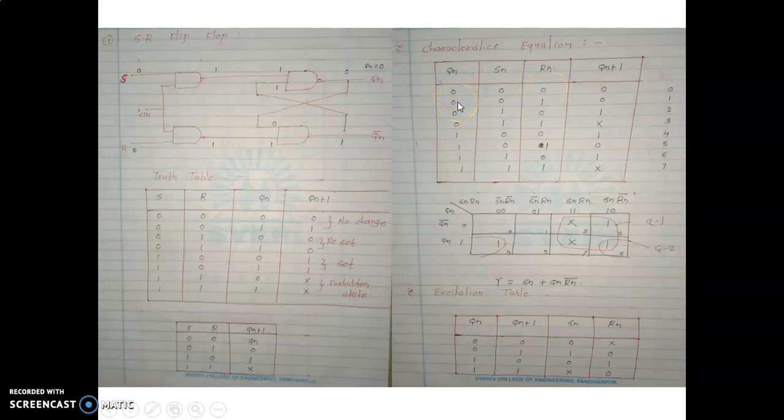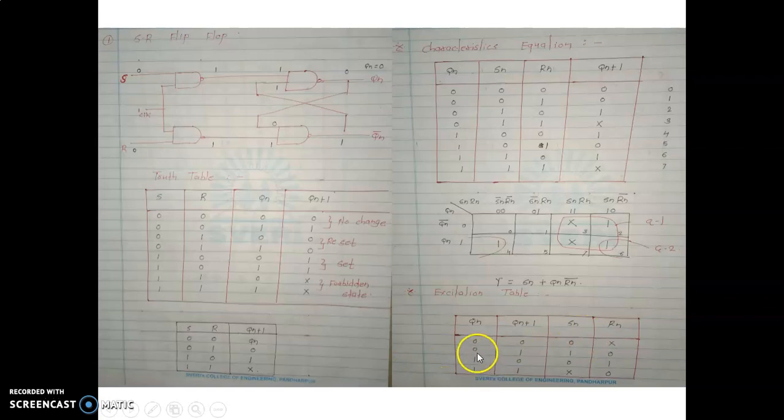Then Qn is 0, Qn plus 1 also 0, but S is 0 and R is 1. So there is no change in S, but there is a change in R. There is no change in S, that is S is 0 in both cases, so we have to write 0, and there is a change in R, so we can put a cross. If there is a change, then we have to put a cross.